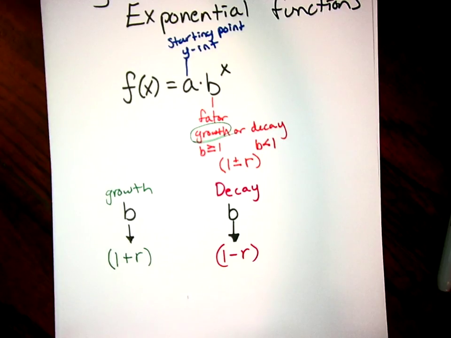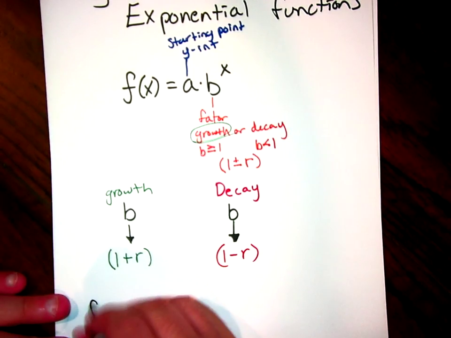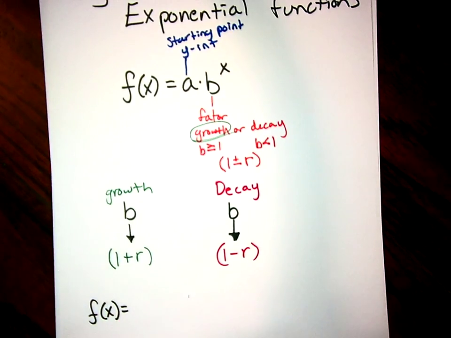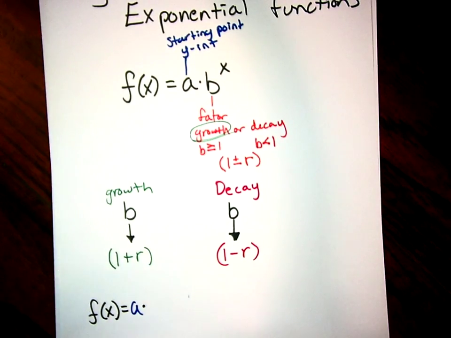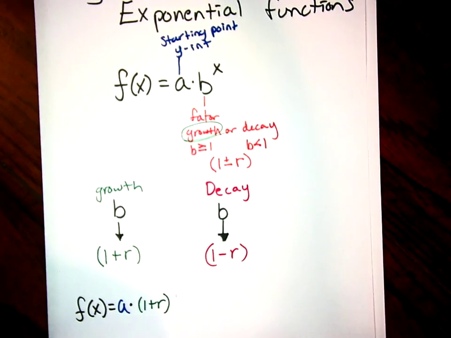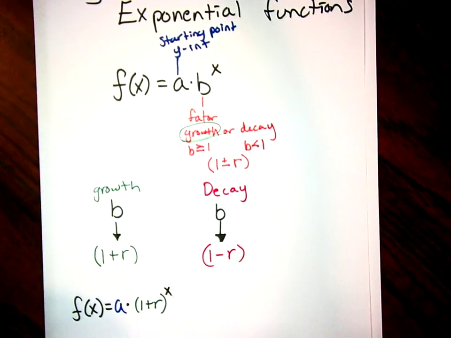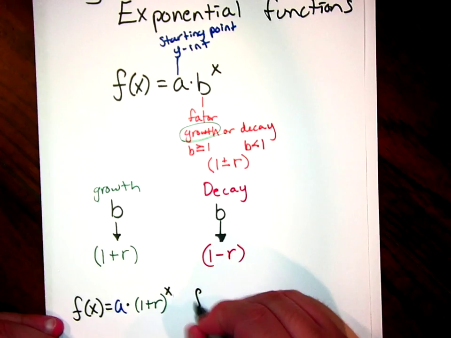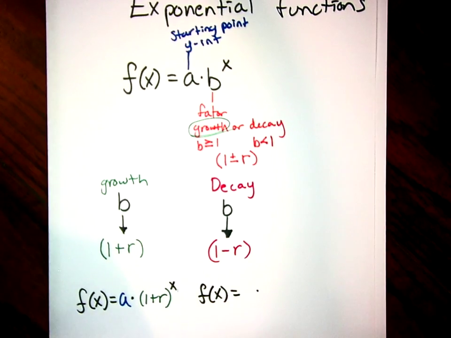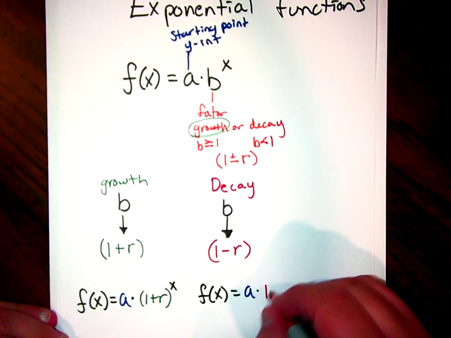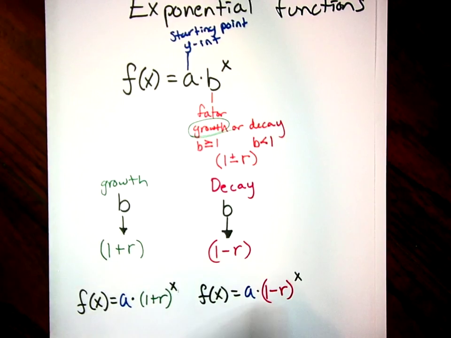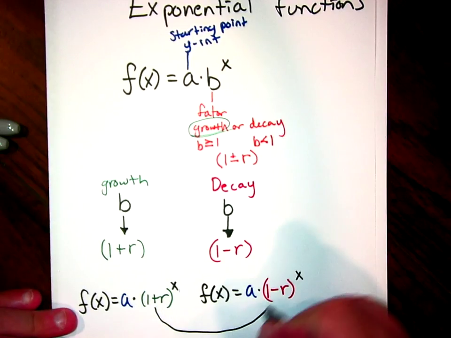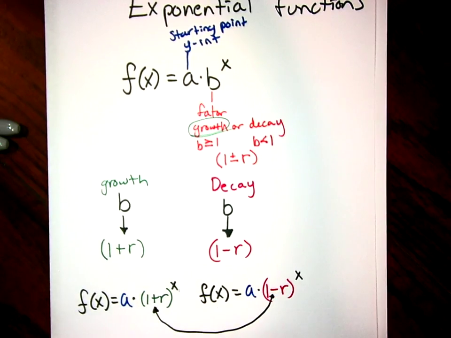So really, you're looking at two different kinds of functions here. You're looking at something that could be a starting value times, and for growth, it's going to be 1 plus r to the x. And if we're talking about decay, you're going to get f of x equals some starting value. There will always be a starting value, even if it's 1. And then for decay, you're going to get 1 minus r to the power of x. But really, the only thing that's different in these two is the plus or minus. That's the only difference.